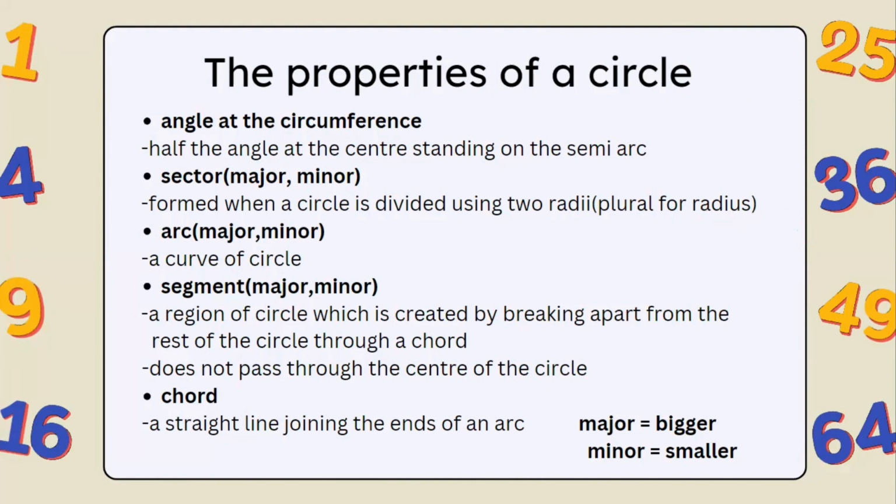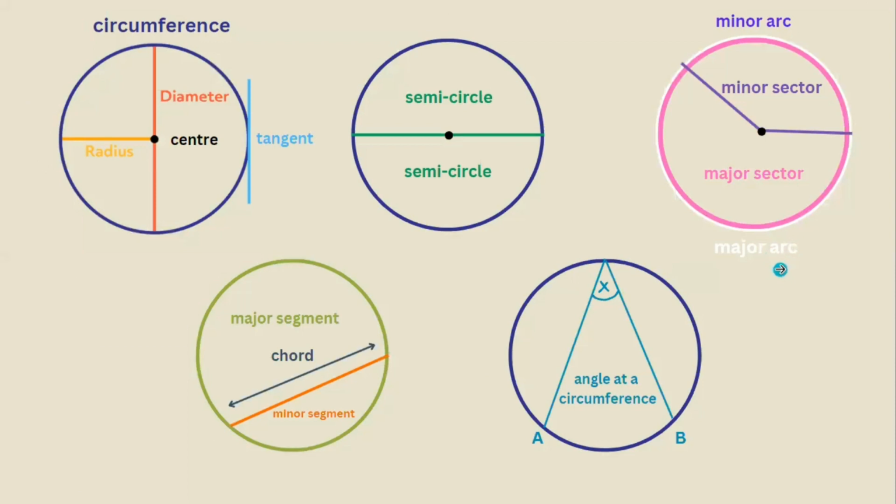Major and minor sector: formed when a circle is divided using two radii, which is the plural for radius. Major and minor arc: a curve of a circle. Major and minor segment: a region of a circle which is created by breaking apart from the rest of the circle through a chord, which does not pass through the center of the circle. Chord: a straight line joining the ends of an arc. Major is bigger. Minor is smaller. Here is the reference of all the properties of a circle.